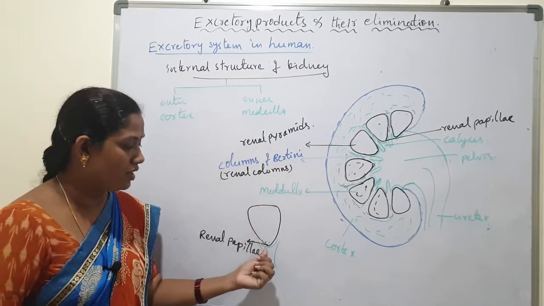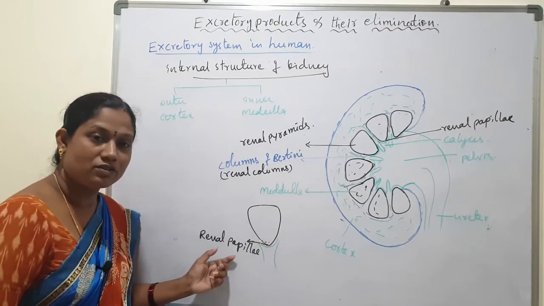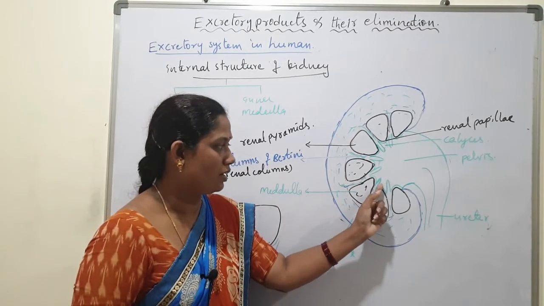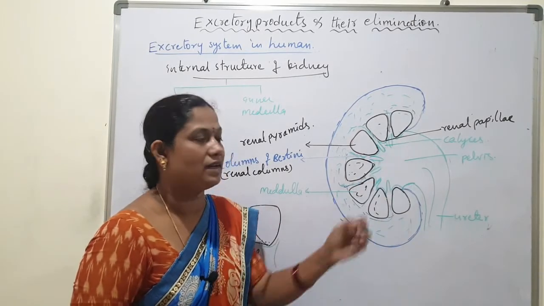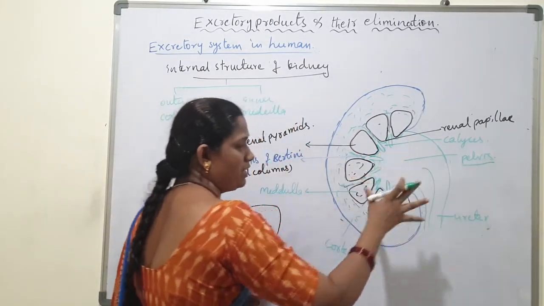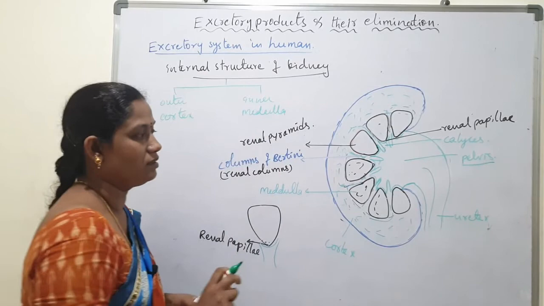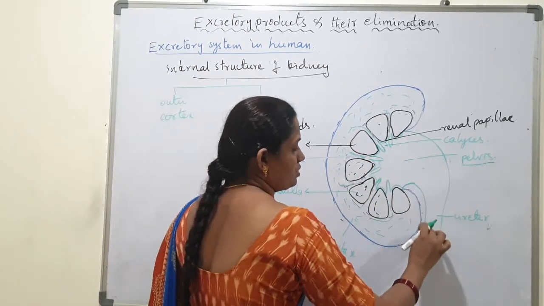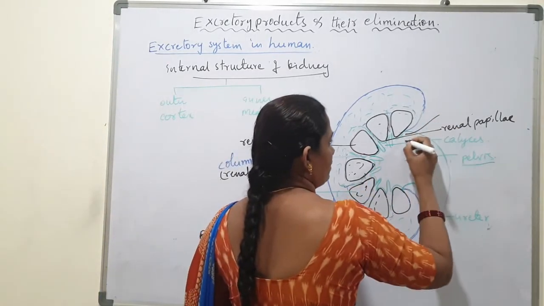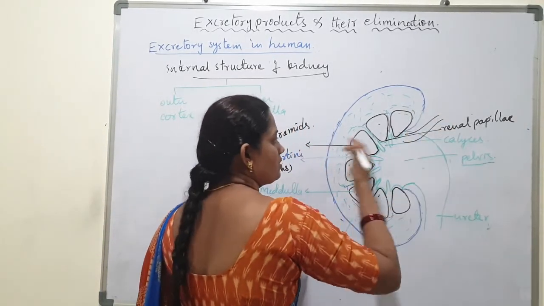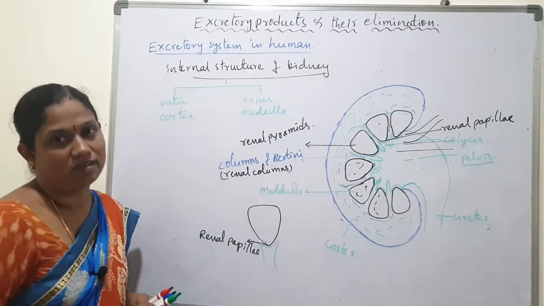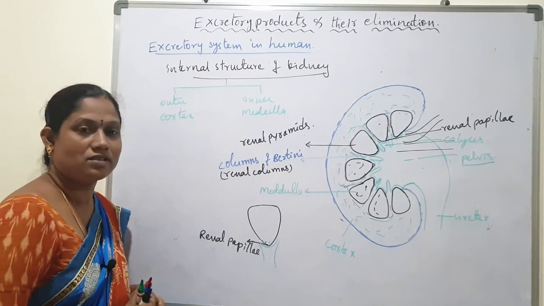Next, the tip of the renal pyramid is called the renal papillae. The renal papillae open into cup-like structures called calyces. All calyces join to form the pelvis, a wider tube. The pelvis opens into the ureter. Next, as I said, one artery enters the kidney, and one vein comes out from the kidney. So this is the internal structure of the kidney.